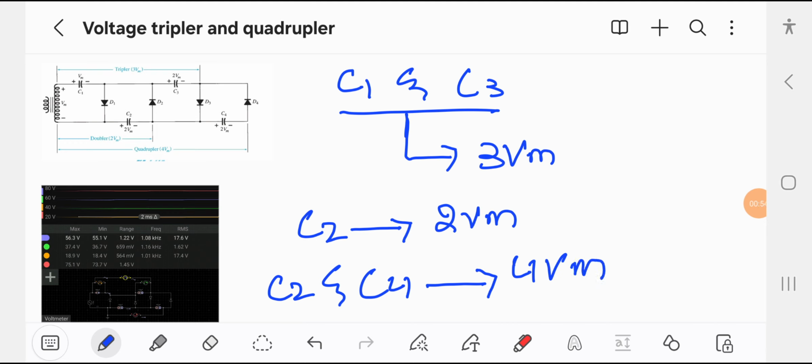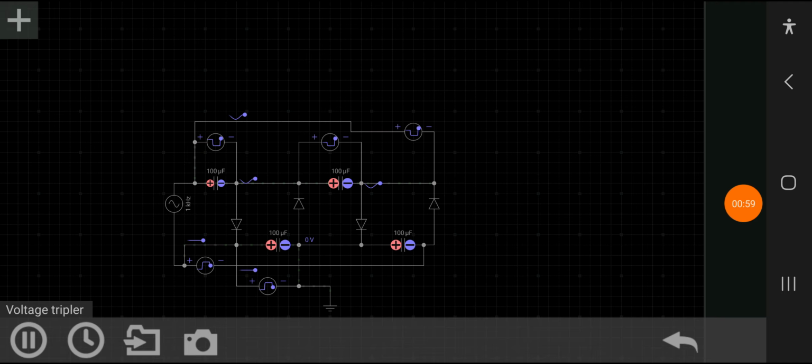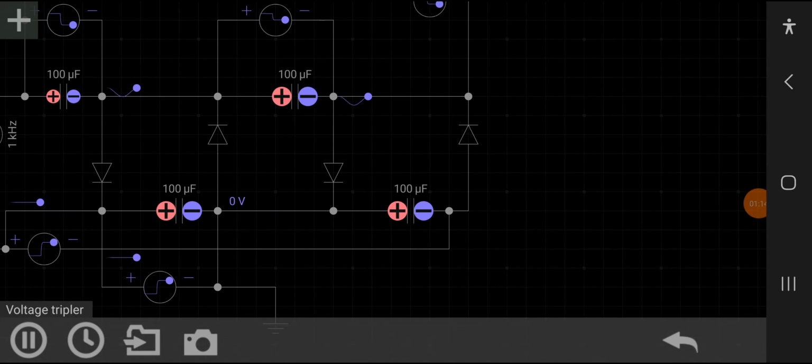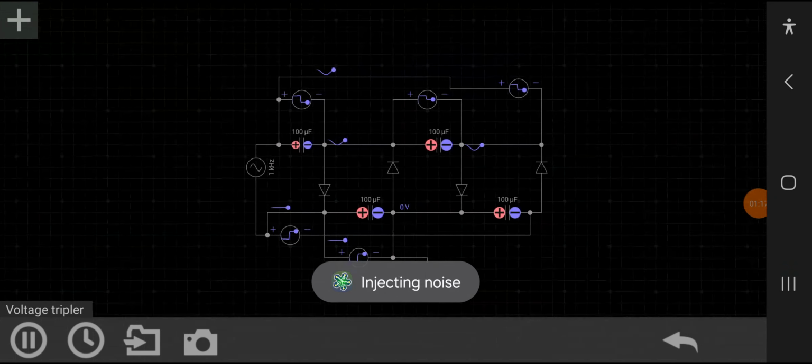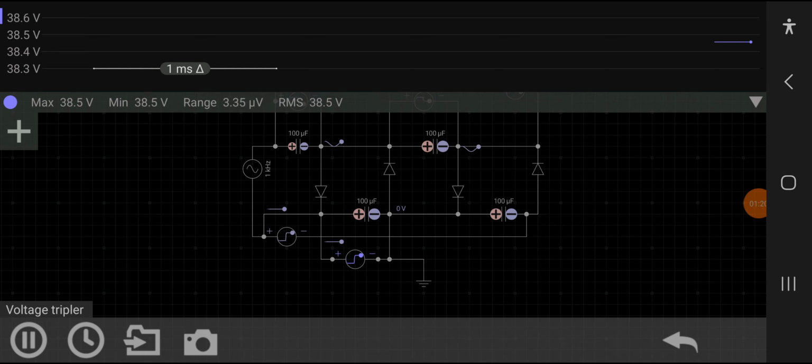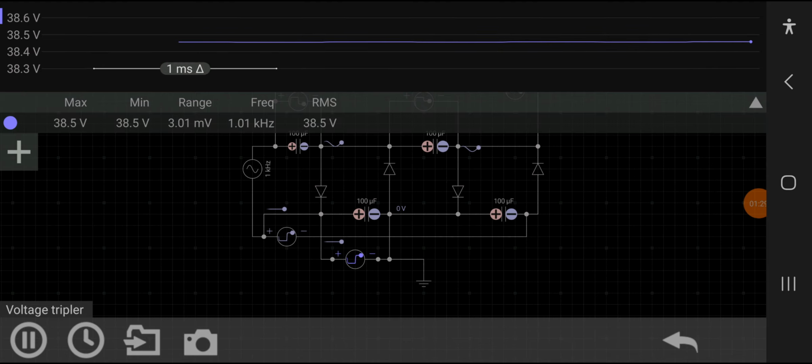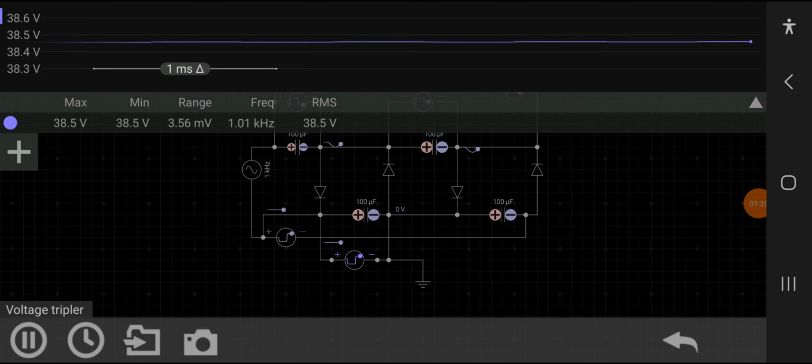So let's see the simulation of this circuit, then we will discuss the working of this network. This is the network which we consider in this simulation. For example, if we are going to take 2 times the input voltage, we consider capacitor C2. So take output from capacitor C2, which is 38.5 volt, which is almost 2 times the input voltage. Here input voltage is 20 volt.